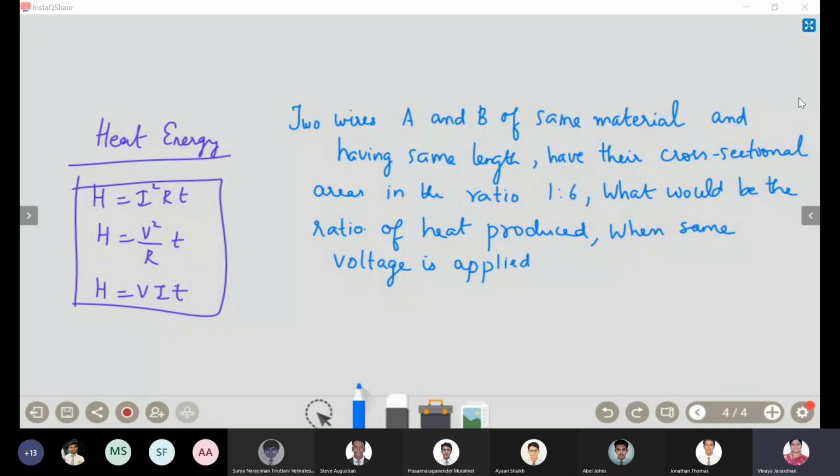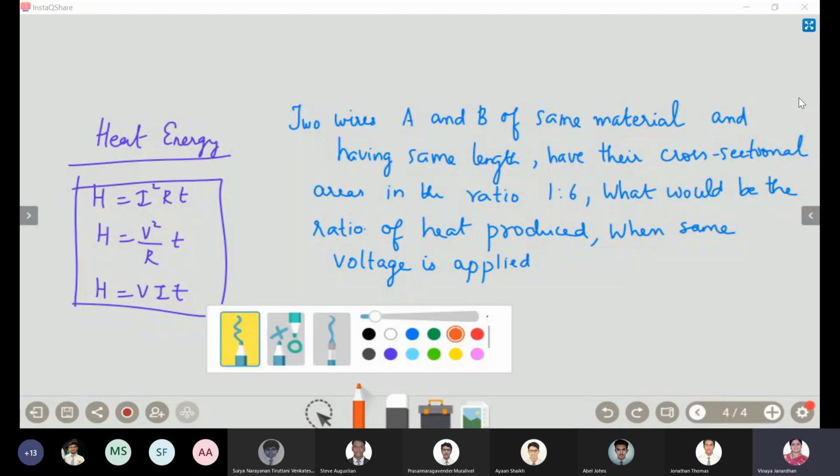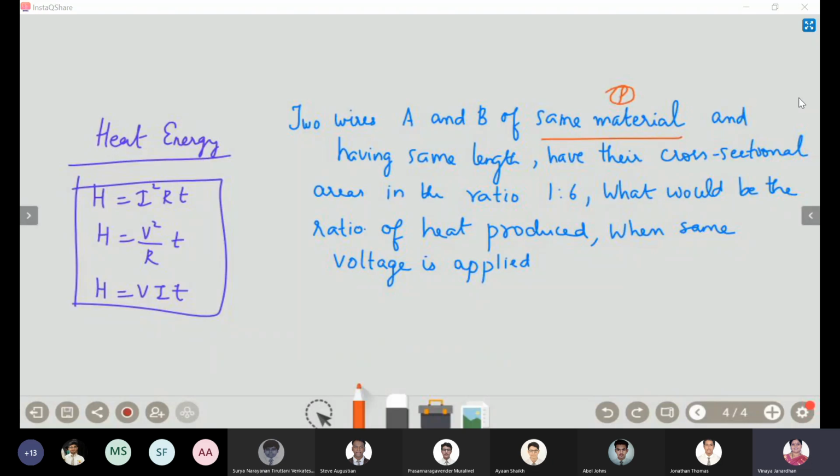Now look at the question. A and B of same material. Same material means resistivity will be the same. Same length, so L will be same. Only the thickness are in the ratio 1:6. So area will be different. What would be the ratio of the heat energy when the same voltage is being applied? Is that clear, boys? So in that case, which equation will you use? The second one. V is a constant, right? So H is equal to V squared by R into T.